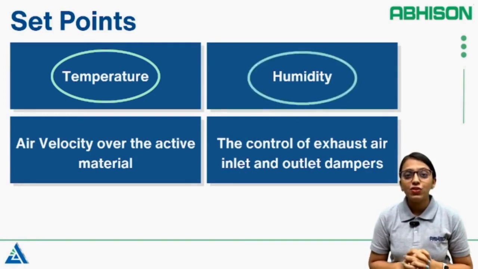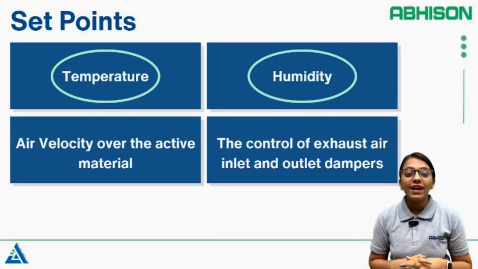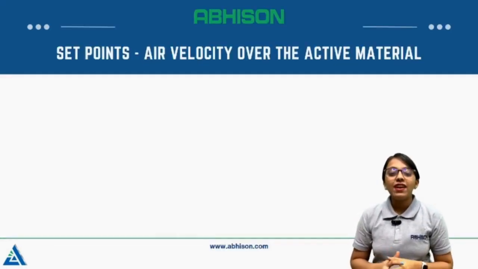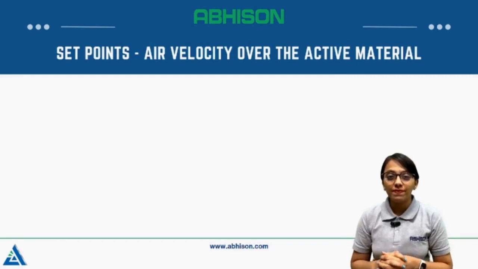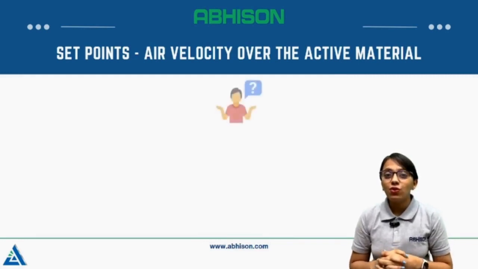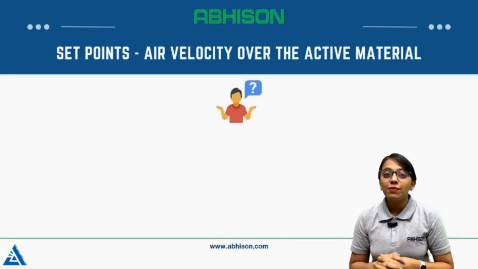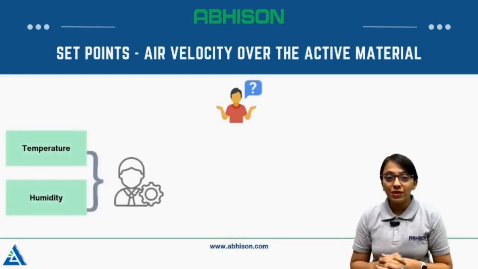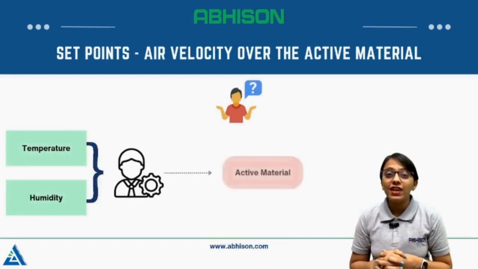The next is humidity. Moisture in the air acts as a catalyst in the lead to lead oxide conversion, that is the oxidation of the active materials. Coming to the next point, air velocity over the active material. Air movement is one of the most crucial parameters in the curing process, which is often overlooked. So what is the role of air movement? The temperature and humidity set by the operator must effectively reach the active material, and this is achieved through proper air movement.